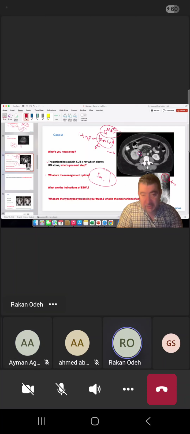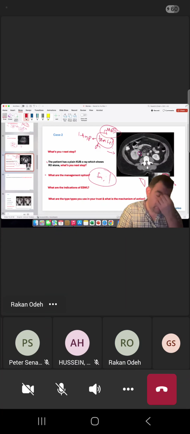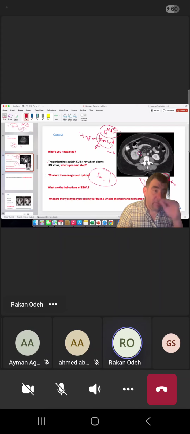One last thing, Rakan, if you don't mind: would you speak to this patient about only shockwave, or would you give him alternatives? Because always in stone we give alternatives. No, I will go with the guideline, which suggests shockwave lithotripsy as a first option, then flexible ureteroscopy or whatsoever. I agree. Okay, that's beautiful.